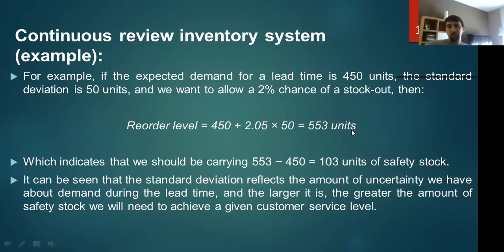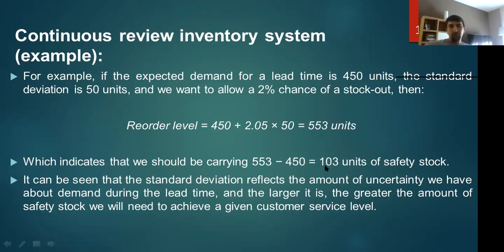So what does that mean? That means that our forecasting model, in a lot of cases, when people are forecasting, they only look at the point forecast. Our forecasting model will give us a forecast of 450, but in inventory we will not have this quantity of 450. We will have 553 units. So there will be a difference between what we are carrying in inventory and the point forecast. And basically this is what is said over here, that we will have 103 units of safety stock.